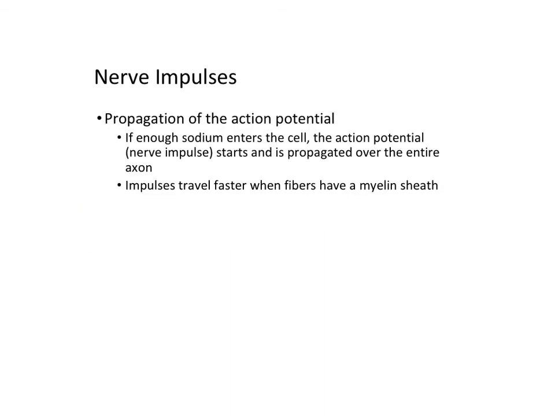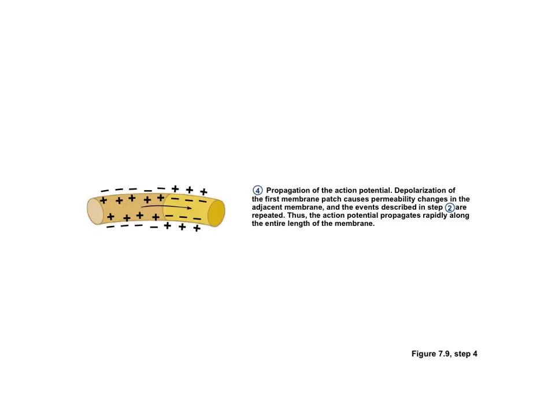If enough sodium enters the cell, the action potential or nerve impulse can be propagated over the entire axon. So if enough sodium enters the cell, this will spread down the axon. This impulse travels more quickly when fibers have the myelin sheath. So here you can see the depolarization is spreading because it triggers more of the cell to allow sodium ions into the cell, and that causes depolarization to occur along the length of the axon.